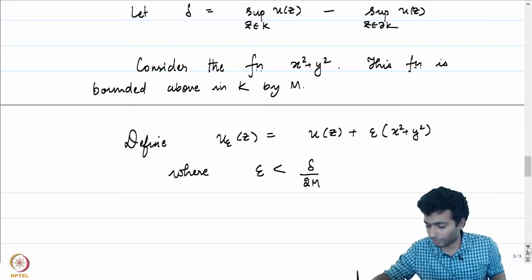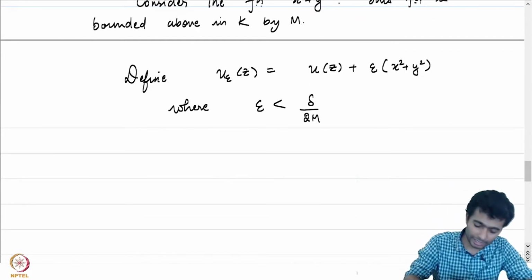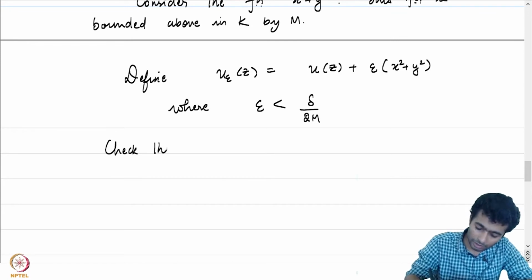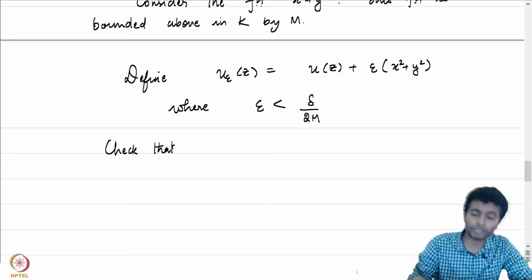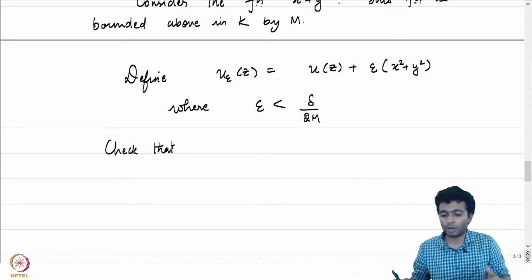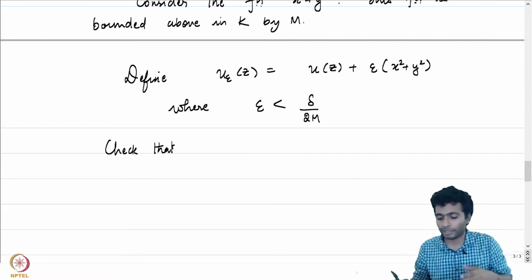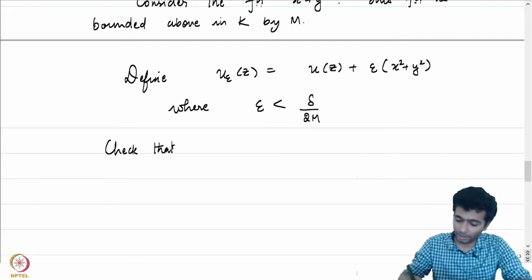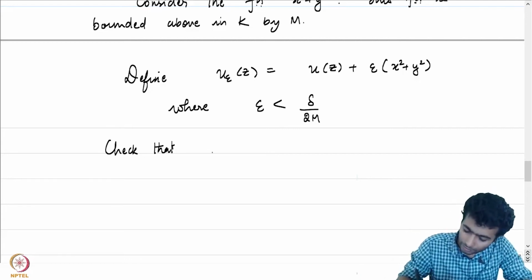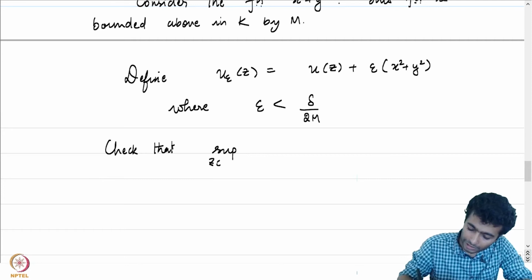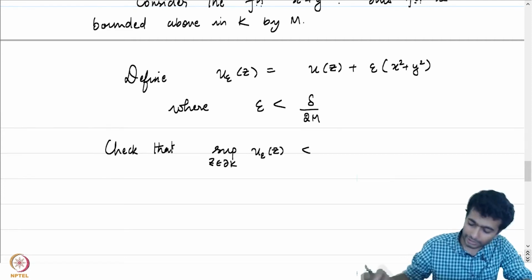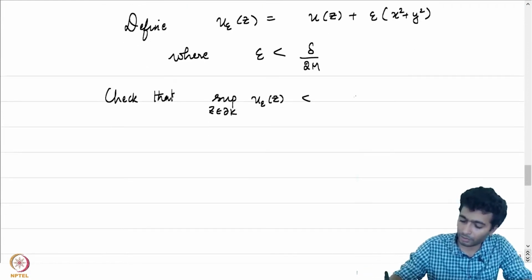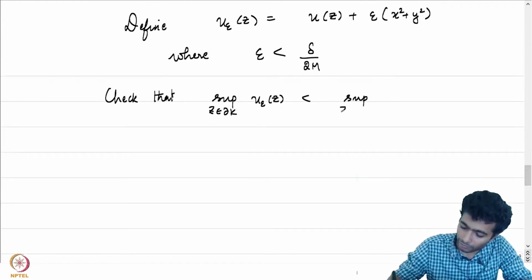So what does this ensure? This ensures, you should go back and check that, the condition of the supremum on the boundary being strictly lesser than the supremum on the entire set is satisfied by u epsilon as well. Supremum of z in the boundary of k of u epsilon of z is less than the supremum of z in k of u epsilon of z.